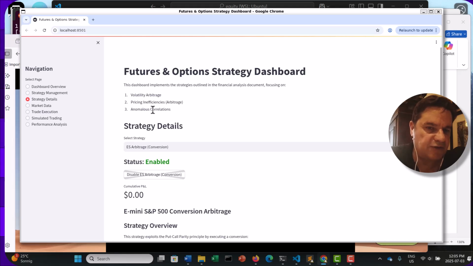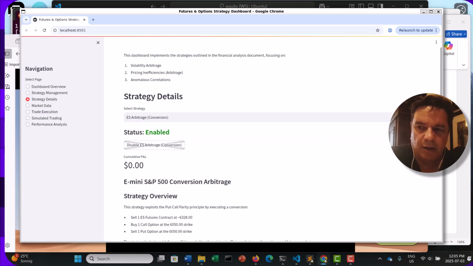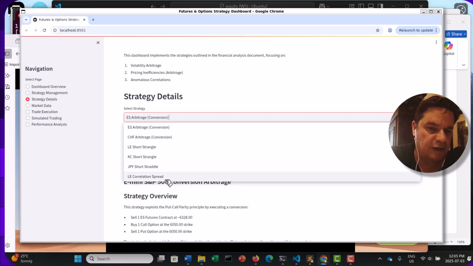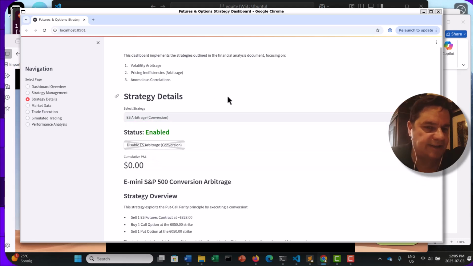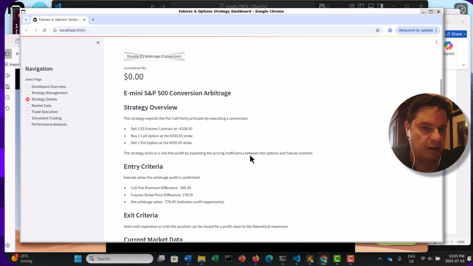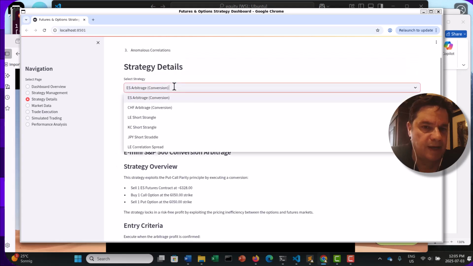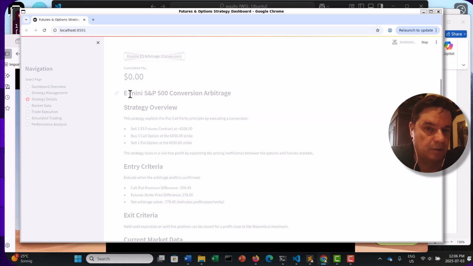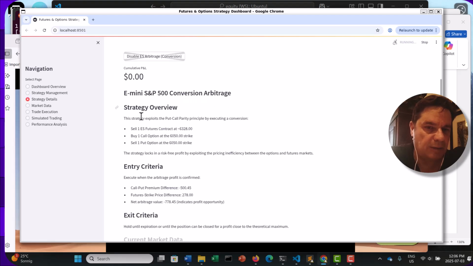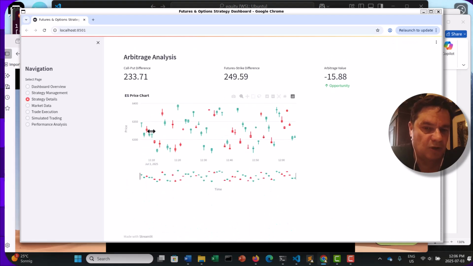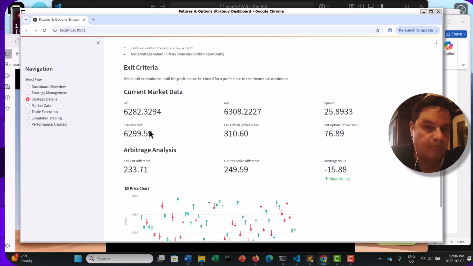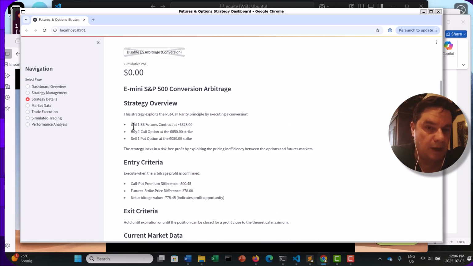So we've got here pricing inefficiency, arbitrage, and anomalous correlation. So in here, we've got all the different available strategies. And again, these are generated from the Word document summary I'm going to show you. I'm just showing you what's happening right now. So the one making the most details here is E-mini S&P conversion arbitrage. Okay, so this is just one example where we have an ES price chart. Here's the details. Again, the strategy consists of put call parity. I'll show you that in a minute.